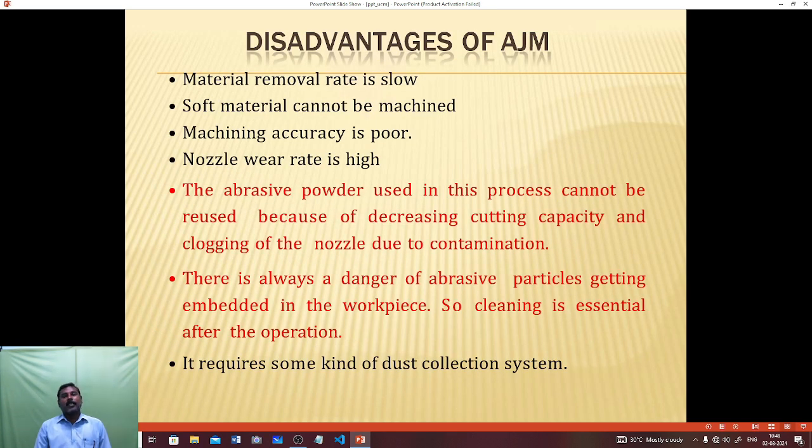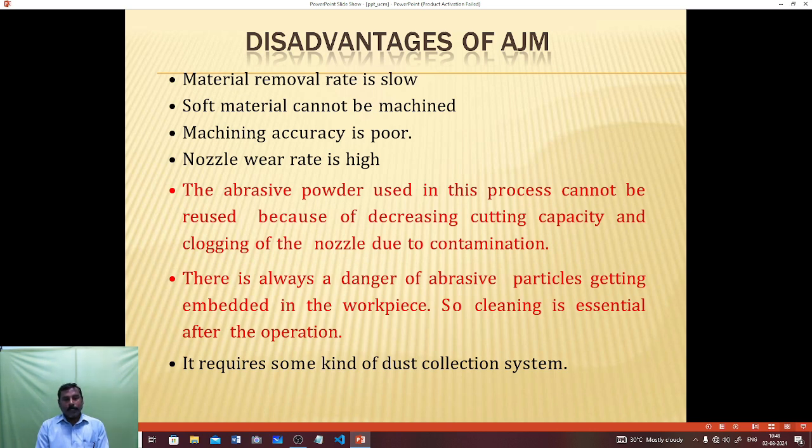Then the disadvantages of the abrasive jet machining process are: material removal rate is slow, soft metal cannot be machined, machining accuracy is poor, and nozzle wear rate is high. The abrasive powder used in this process cannot be reused because of decreasing cutting capacity and clogging of the nozzle due to consumption.